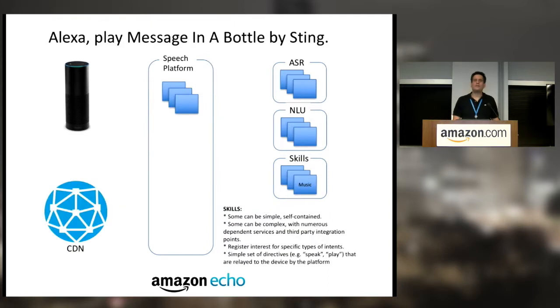Okay. So now let's look at another use case. This time I will tell Alexa, play Message in a Bottle by Sting. Okay. So the beginning is done the same. The Wake Word engine will listen and hear the word Alexa. It will forward the voice to the speech platform. The speech platform will send my text to the ASR, the automatic speech recognition, that will return a recognition result.